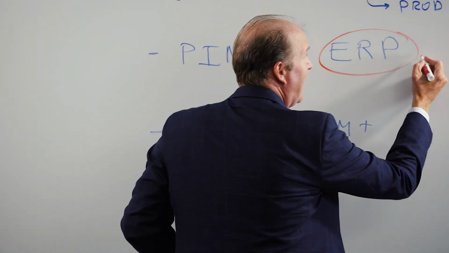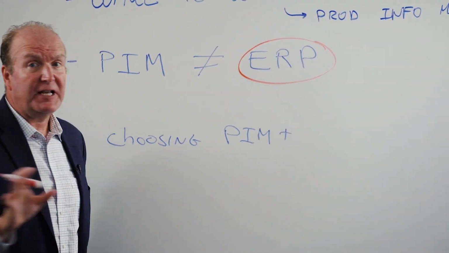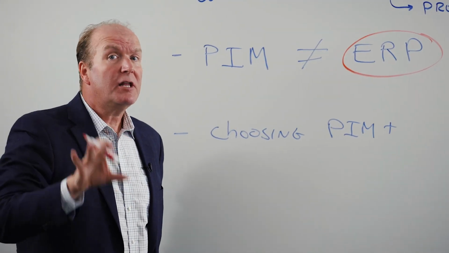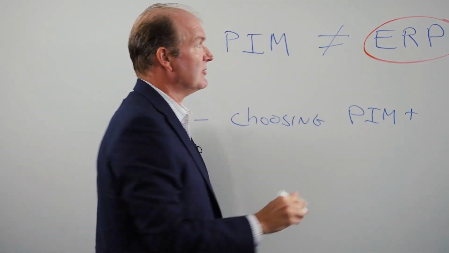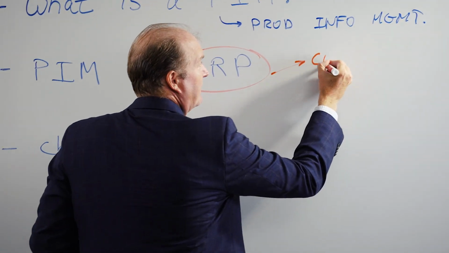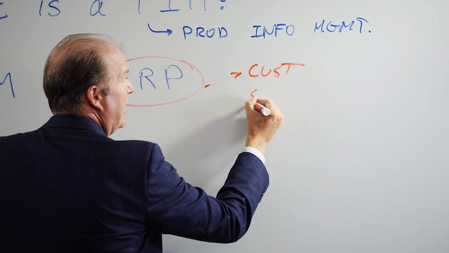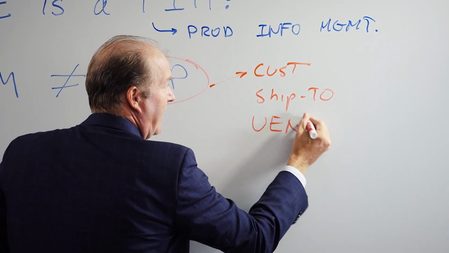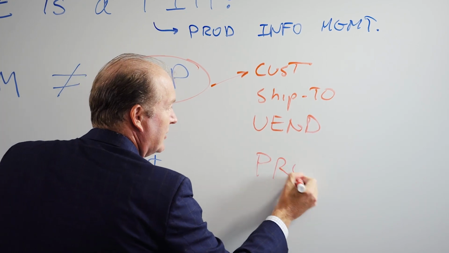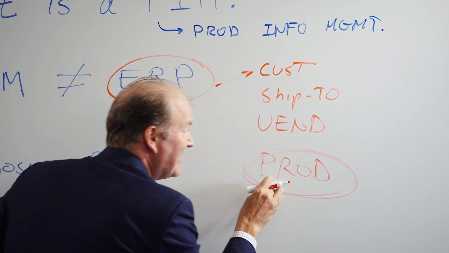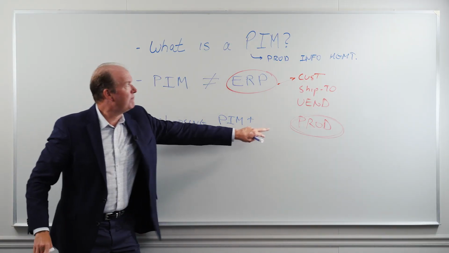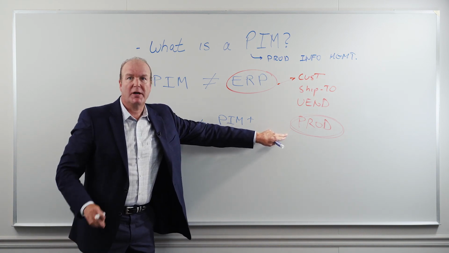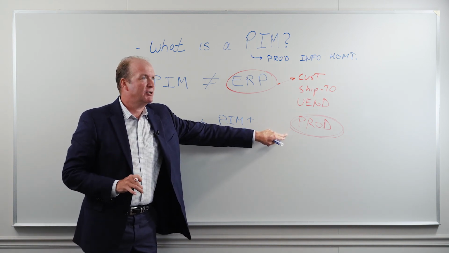It's a place where you would have files. Let's face it, a system is nothing more than a collection of files. So we would have, say, for example, your customer file and your ship to file. It would have, say, your vendor file and your product file. And that's where you say, exactly, Joe. We have a place, we have a repository for our product information.